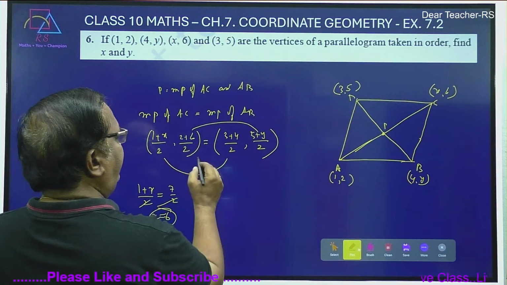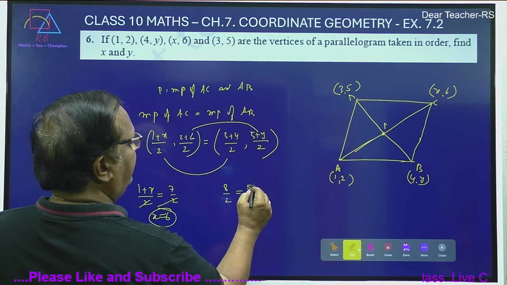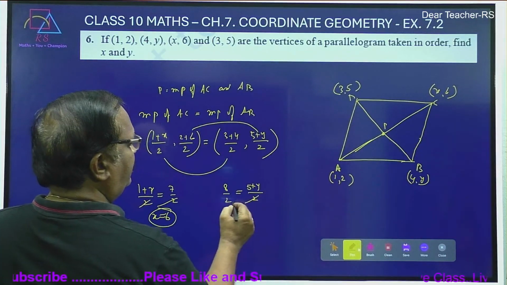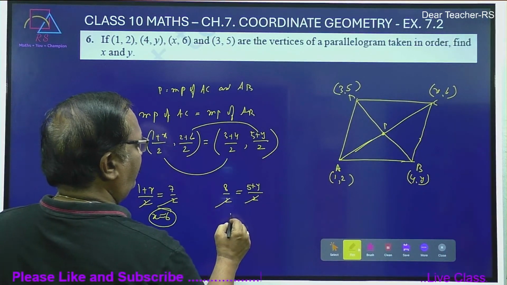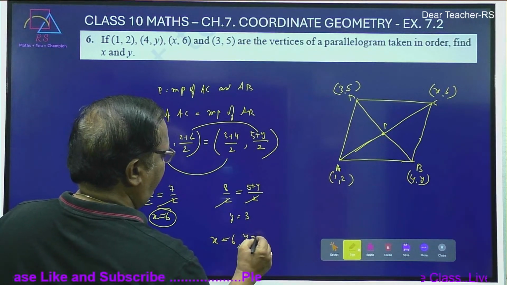Now you equate here 8/2 is equal to (5 plus y)/2. Both sides have the same denominator. Therefore y is equal to 3. Therefore x is equal to 6, y is equal to 3.